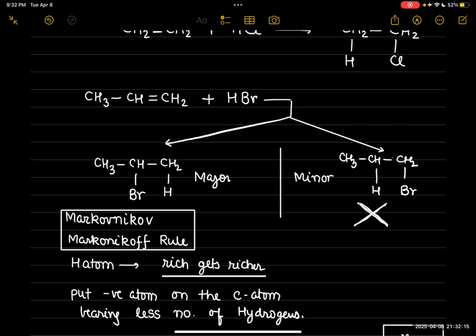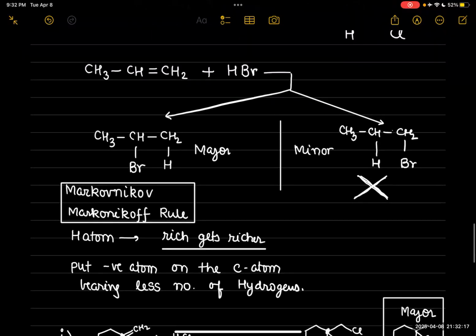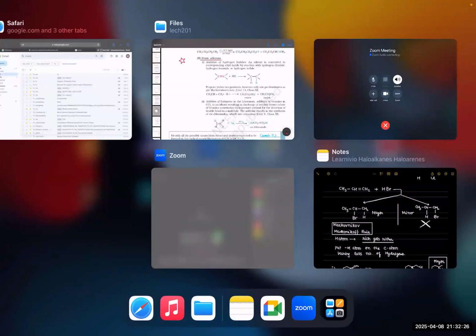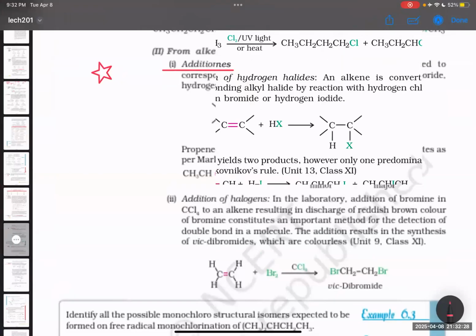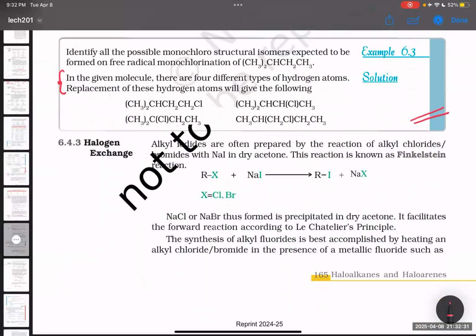Okay. So next is anti-Markovnikov, when the minor product is formed. So that we can discuss in the next class. I will give you some assignment questions from your NCERT only. Just do them and read it. Let me know if there is any doubt. We will continue it in the next class.